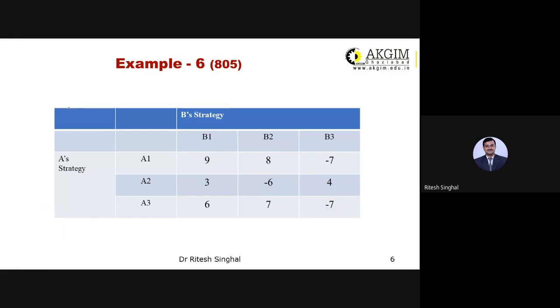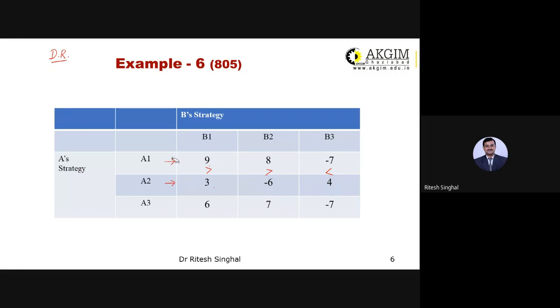Now what is dominance rule? Since saddle point is not there, we should apply dominance rule. So compare any two rows. For example, if we compare row A1 with row A2, 9 is compared with 3, obviously 9 is greater. 8 is compared with -6, 8 is greater, but -7 is lesser than 4. So we can say that the comparison of the first and second row is not possible.